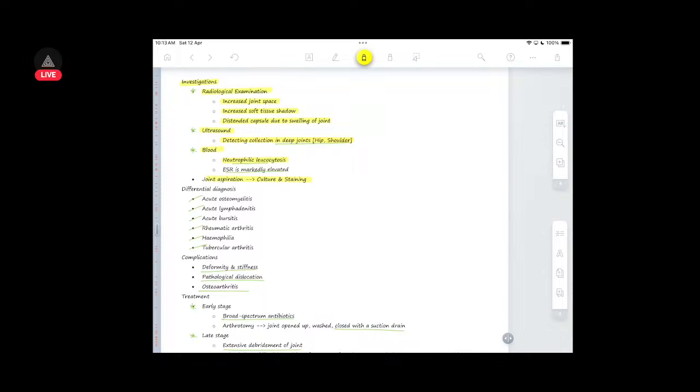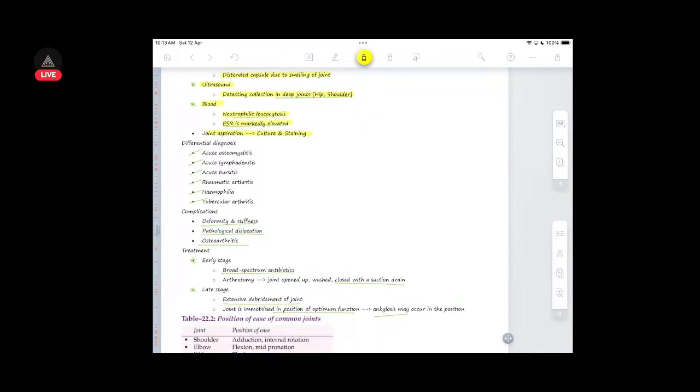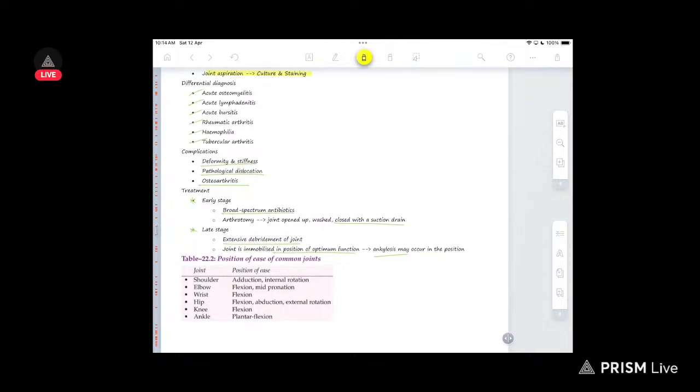In blood, you have neutrophilic leukocytosis. ESR will be markedly elevated. Differential diagnosis can be acute osteomyelitis, acute lymphadenitis, bursitis, rheumatoid arthritis, hemophilia, tubercular arthritis. None of these are important. You don't need to remember anything. You can write on your own, just write osteomyelitis, lymphadenitis, bursitis, etc.